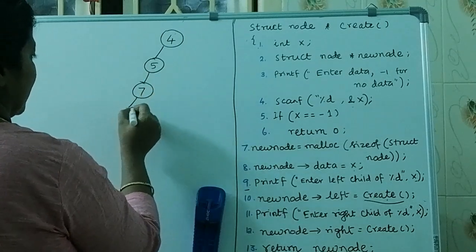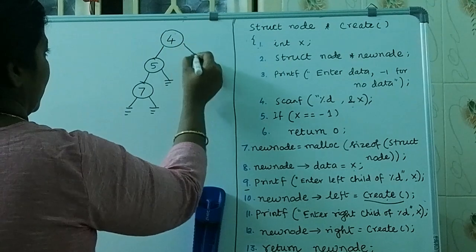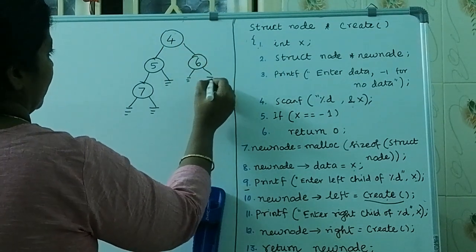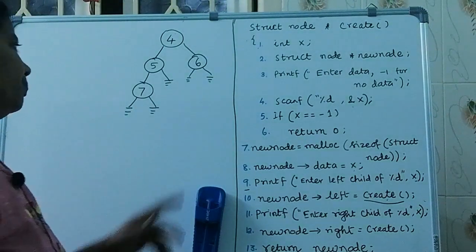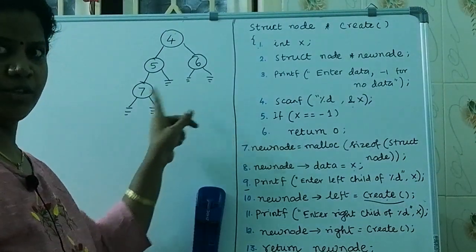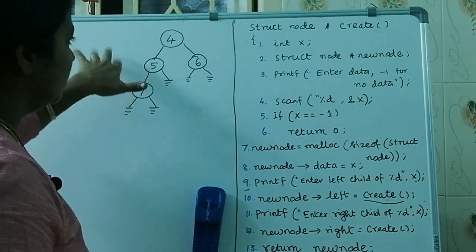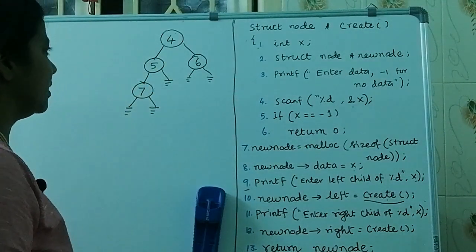There is no left child of this, and this is null, and this is also null, and it has one right child, this is null. Okay, these are null, which indicates there is no right child for this, there is no left and right child for this, there is no left and right child for this. So let us quickly understand how this whole process of binary tree implementation works.